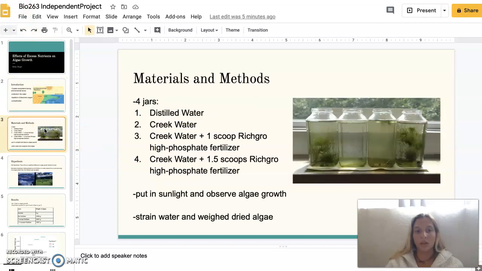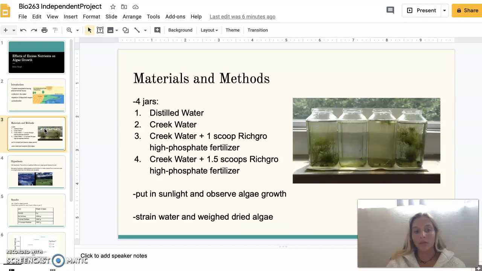So what I did was I got 4 jars, and in one of them I just put plain distilled water, and then the other 3 I filled up with water from a nearby creek, and then in 2 of those I put phosphorus-rich fertilizer, and so in one of them I put 1 scoop, and then in the other one I put 1.5 scoops of the fertilizer.